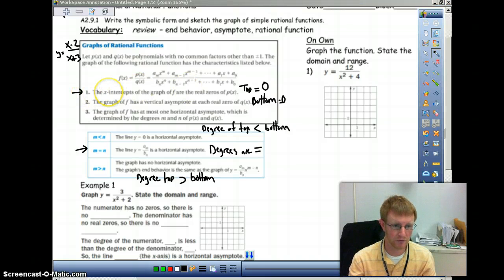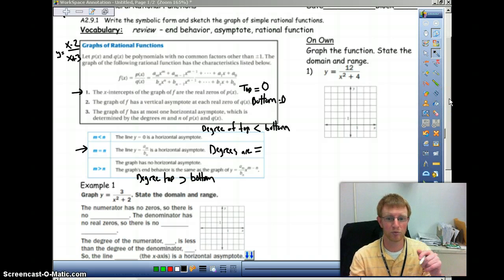We're going to first see if there's any x-intercepts. Then we're going to find our vertical asymptotes, and then we're going to see if we have any horizontal asymptotes. Then what we will do is we will plot everything that we know from these three things, and then we're just simply going to make a table.